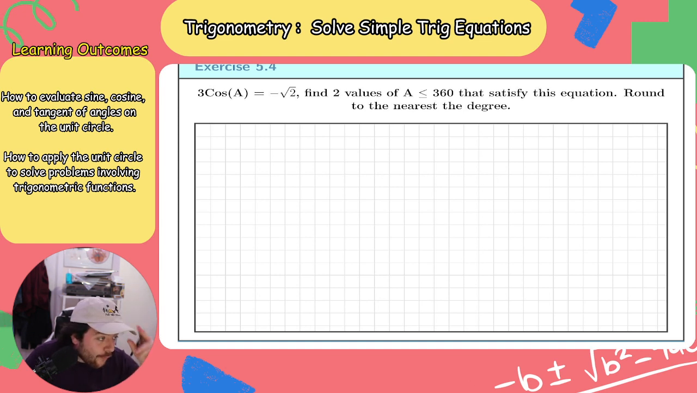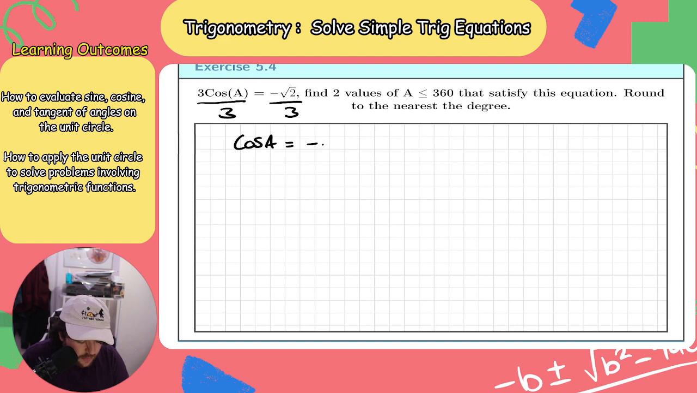So glad you're back. Right, put our thinking caps on, ladies and gentlemen. So I have 3 cosine A is equal to minus root 2. So I need to get rid of this pesky little 3. So I'm going to divide both sides by 3. So I'm going to have cosine A is equal to minus root 2 over 3.